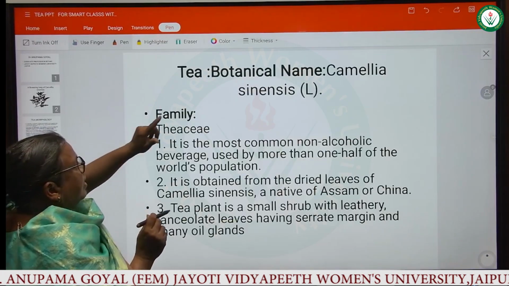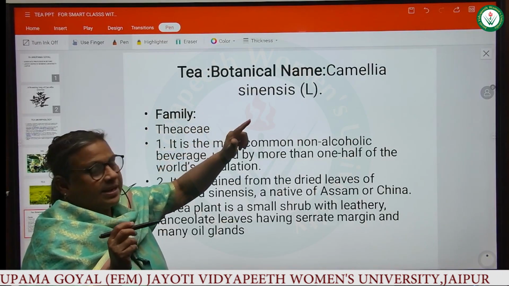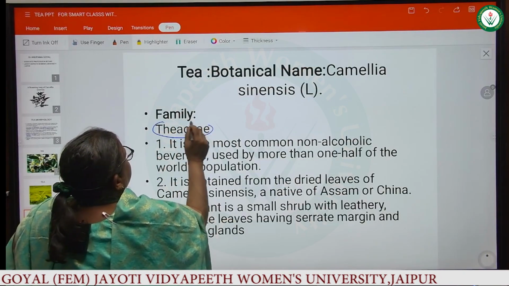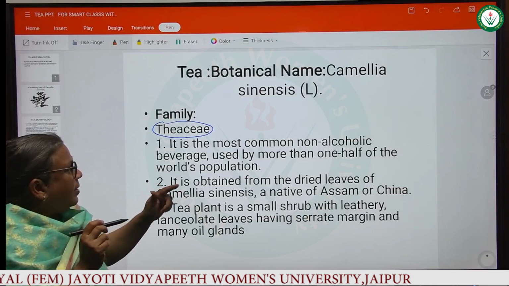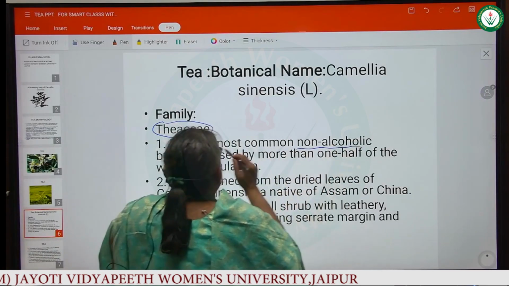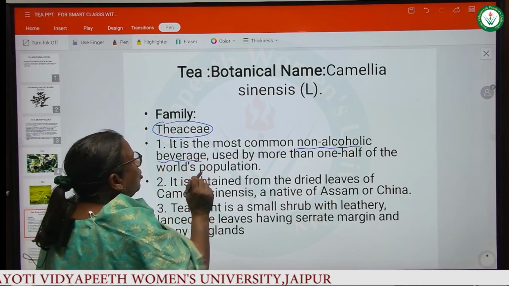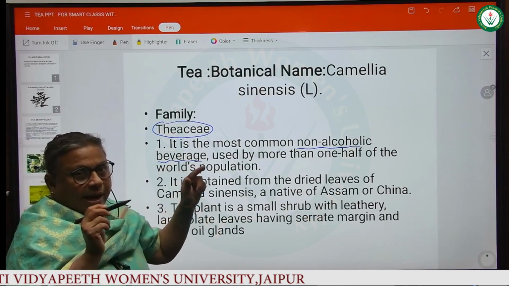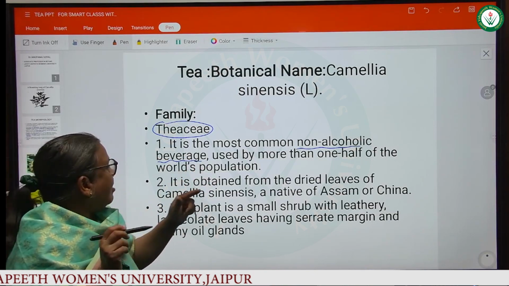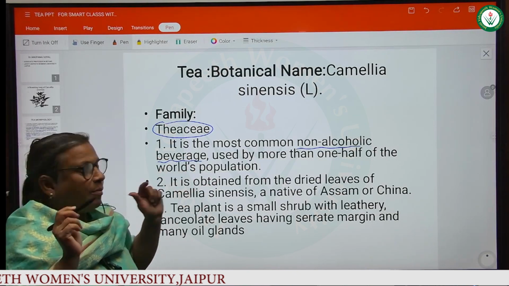Now I talk about tea. The botanical name of tea is Camellia sinensis. It belongs to the family Theaceae. It is the most common non-alcoholic beverage. There are beverages like tea and coffee. It is the non-alcoholic beverage used by more than half of the world's population.